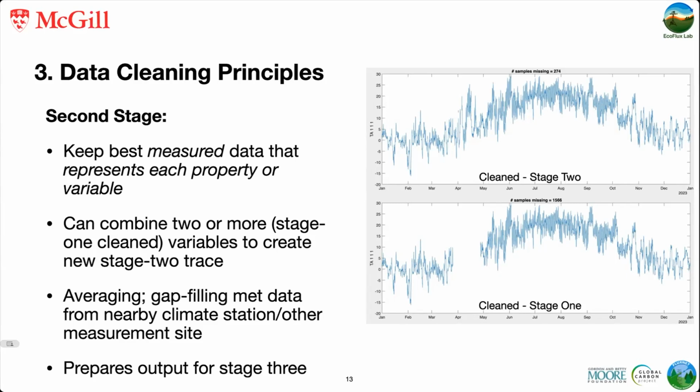So the example on the right there shows air temperature at the bottom, which has already passed through stage 1. And then the top trace shows how this has been gap filled by data from a nearby climate station. And then it's also automatically preparing the output for stage 3.